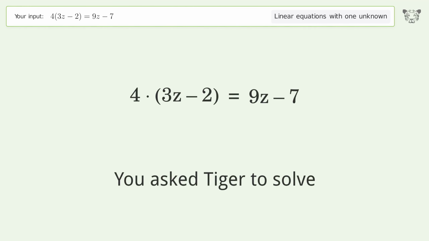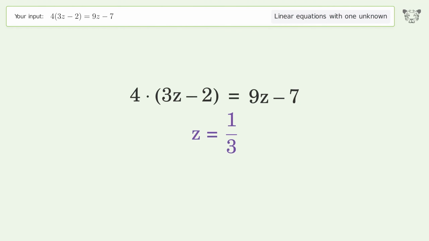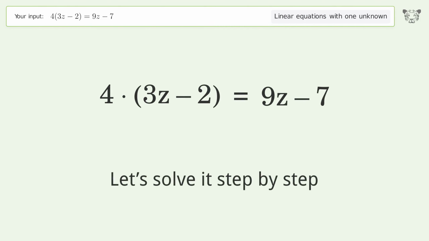You ask Tiger to solve. This deals with linear equations with one unknown. The final result is z equals 1 over 3. Let's solve it step by step.